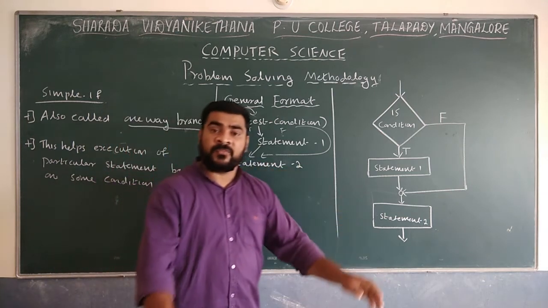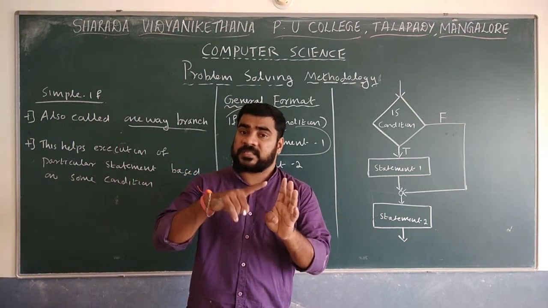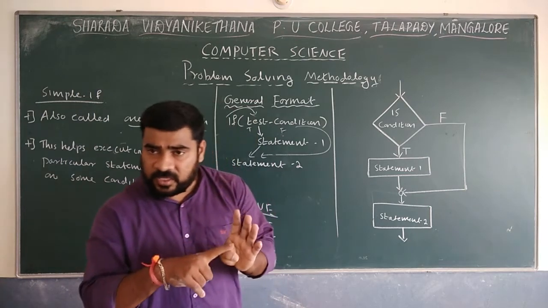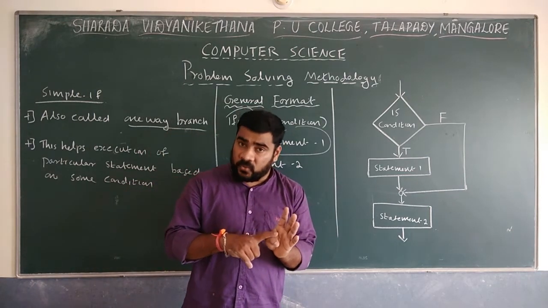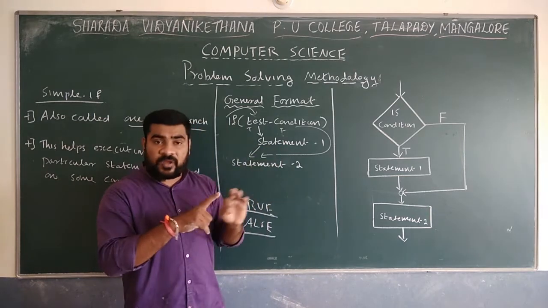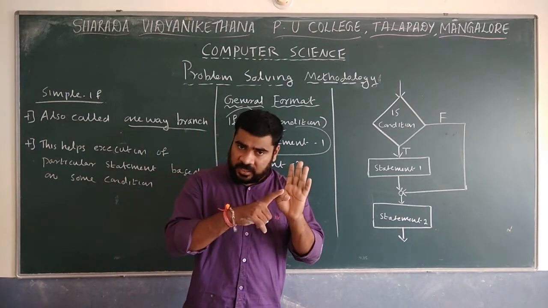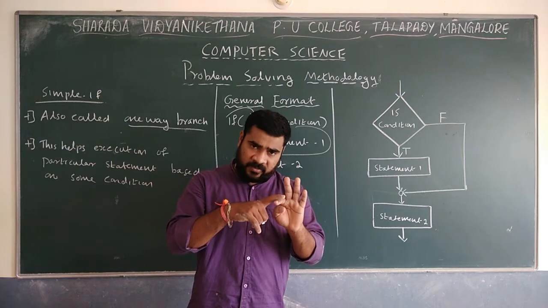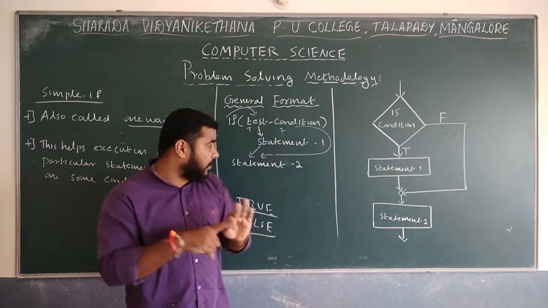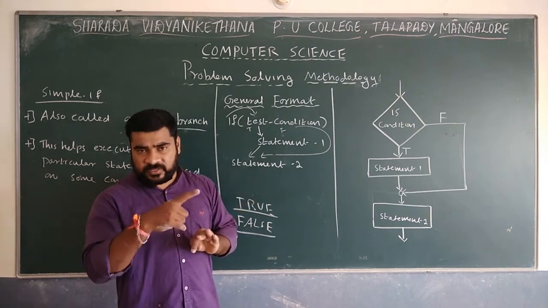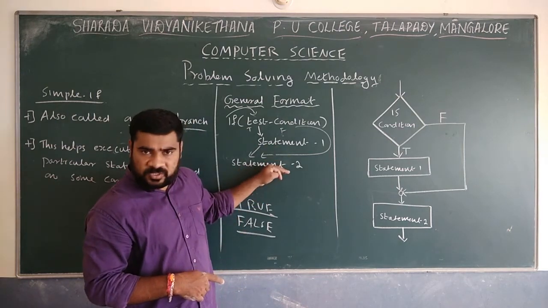In a simple if statement, first the control will check the test condition. If the condition is true, then statement 1 is going to execute. After executing statement 1, it will directly move to statement 2. So if it is true, both statement 1 and statement 2 are going to execute.